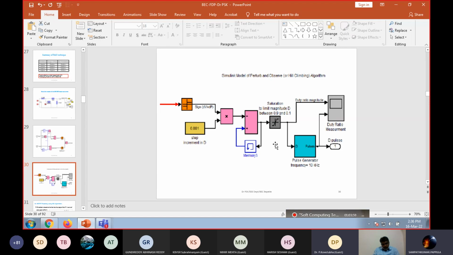The saturation block output is then passed to the pulse generator to produce the adjustable pulses to drive the switching element of the boost converter. We can also see the output pulses here from this measuring block. So this is the way you can construct the simulation block using MATLAB in the case of the P&O method.